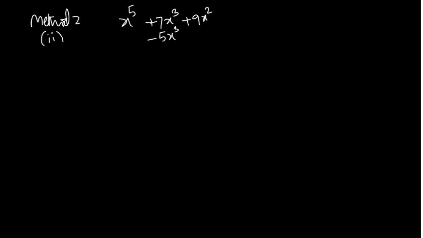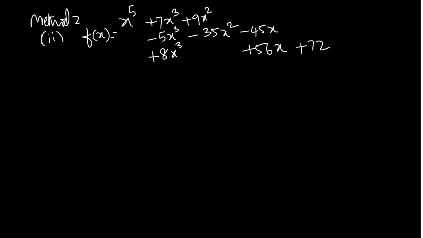So the last one with 8 multiplication, 8x cube and 8 sevens are 56x, okay, plus 72. So this is what we get after multiplying. Actually, this is what f of x is. So f dash x, each term we are doing, it's 5x to the power of 4. Then actually this is 15 minus 5 is 10, therefore 10x cube.